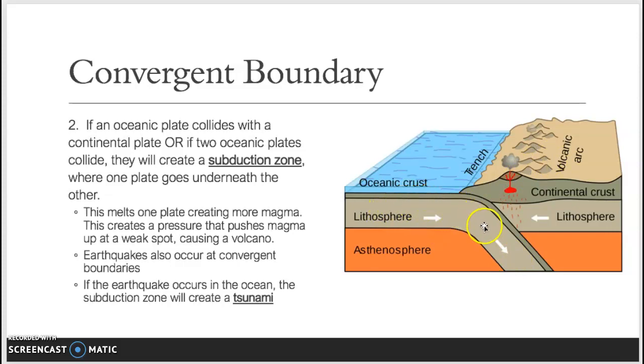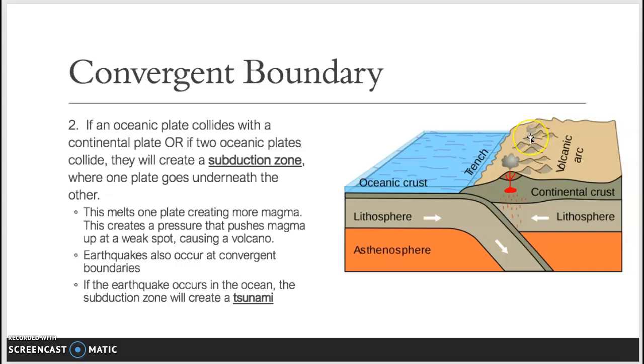When one plate goes underneath, it starts to get heated up in this mantle layer and it melts down. Because it's adding more liquid rock, and you can think of this kind of like a balloon under here, there's only so much space. The lava or the magma will find the weakest spot and it'll push up. So it's very common near a subduction zone to see volcanoes.